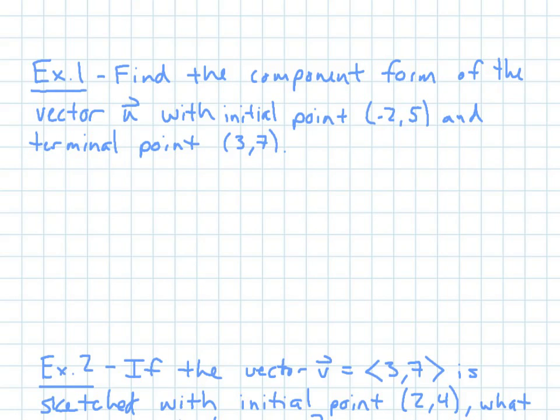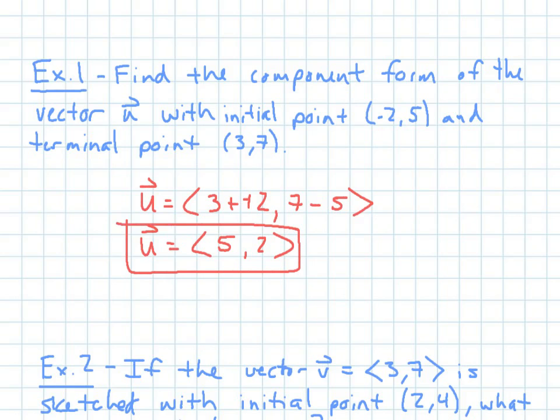So let's try some of these. So here, example 1, we want to find the component form of the vector u with the initial point of -2, 5, and the terminal point 3, 7. So if I want to find u, that means I need to subtract my x's. So terminal minus initial, and then same thing, terminal, which is 7, minus initial. Okay? So here, double negative makes it positive. So 3 plus 2 is 5. 7 minus 5 is 2. Okay? So then that would be my component form for this example.